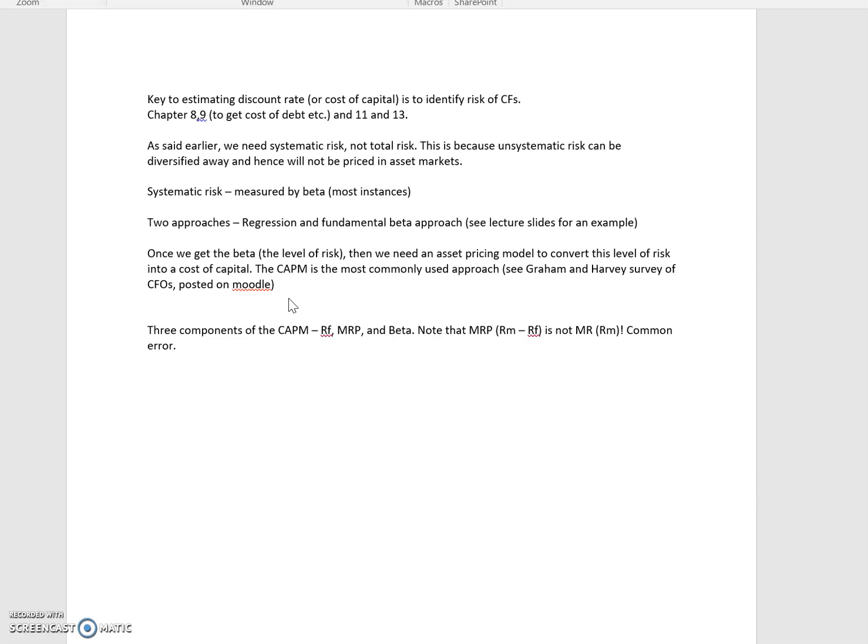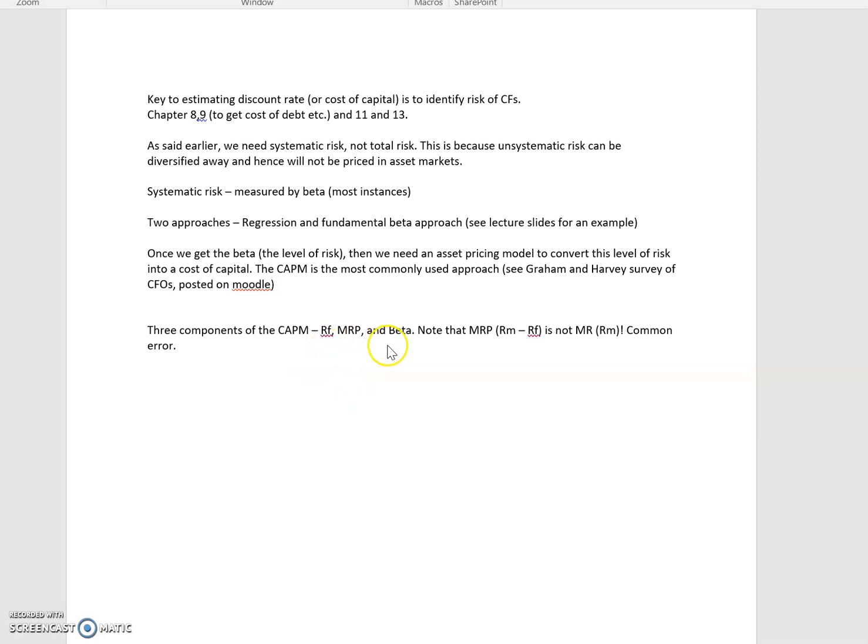And this CAPM is one of the most commonly used approaches. How do we know that? You can see the survey article from Graham and Harvey that are posted on Moodle, where basically they surveyed CFOs, and the CFOs tell us that the CAPM is the most commonly used approach. So there are three components of the CAPM. You need to estimate the RF, you need to get the market risk premium and the beta. And we can get the beta using the regression and the fundamental beta approach. You can use either one.